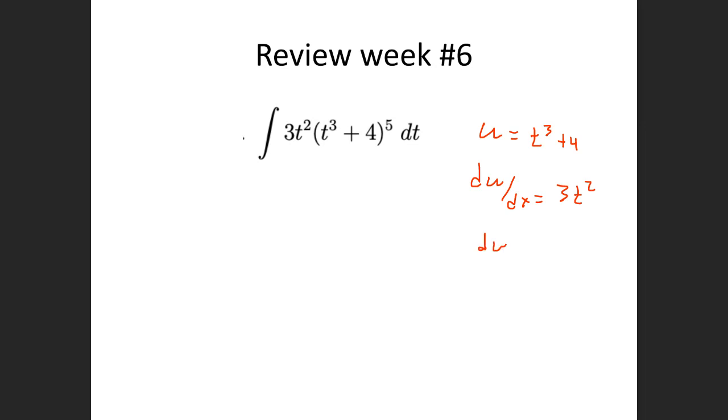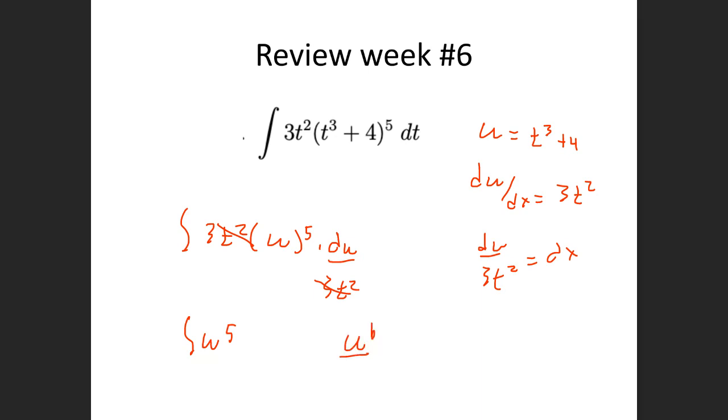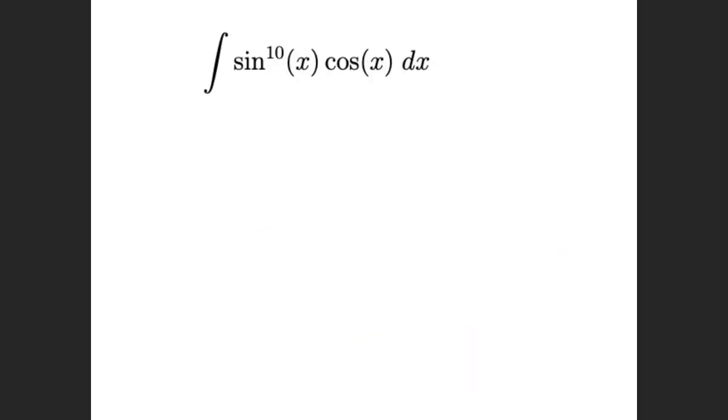And then I end up with du over 3t squared dx. Now I substitute. So I've got the integral of 3t squared, and then u to the fifth times du over 3t squared. Those are going to cross off. So now all I have to do is take the integral of u to the fifth, which is u to the sixth over 6. So my answer is going to be (t cubed plus 4) to the sixth power over 6. So that is a quick review of last week's material, just taking integrals using the substitution method.